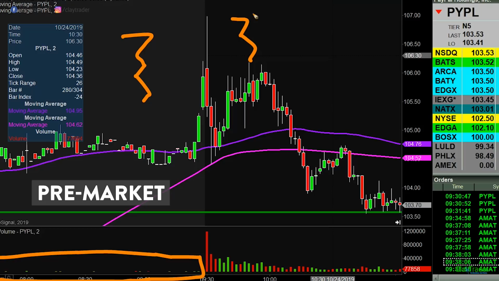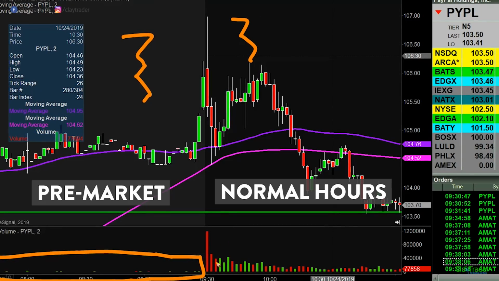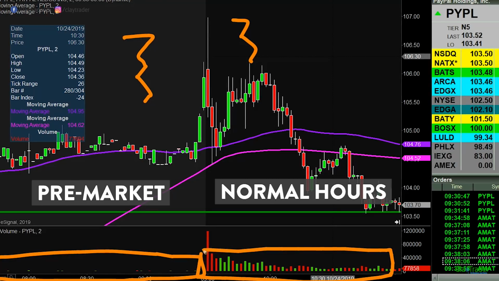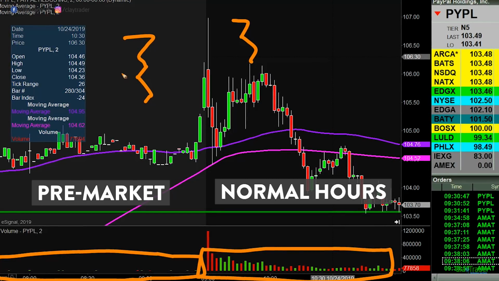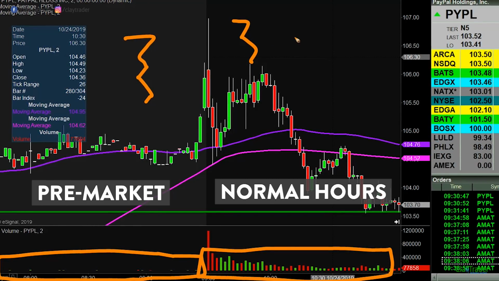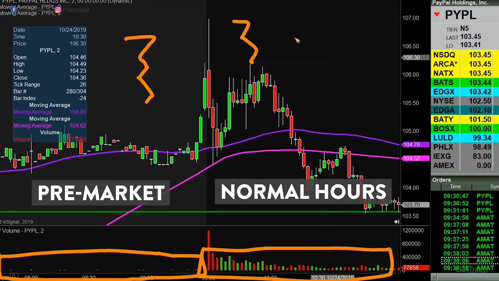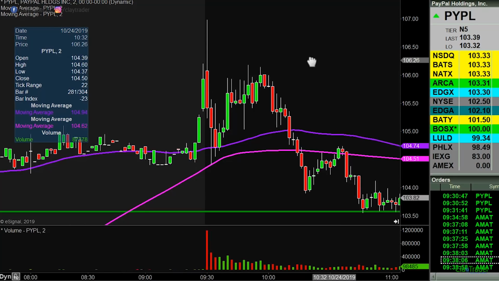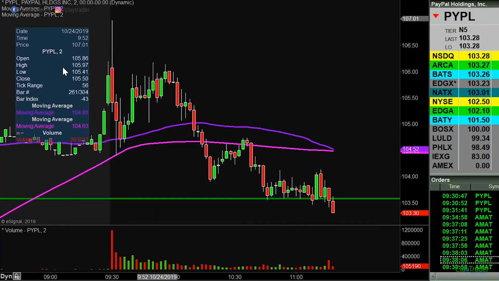Then all of a sudden, the blacker black, the dark black, that is the normal market hours, and you can see volume kicks in quite a bit. So that is the difference. Just lighter black is pre-market, and then the darker dark starts right at 9:30 a.m. Eastern time, which is when the markets officially open up. So again, all that just based off of eSignal and the technical chart.